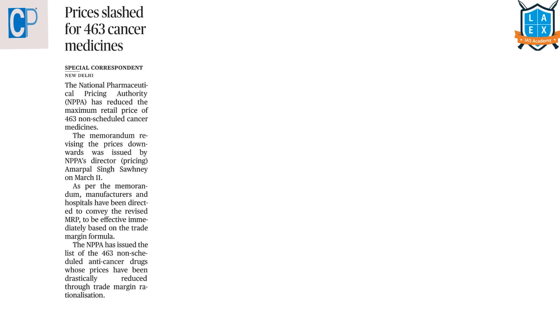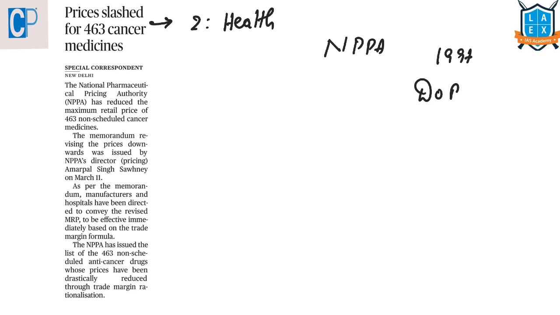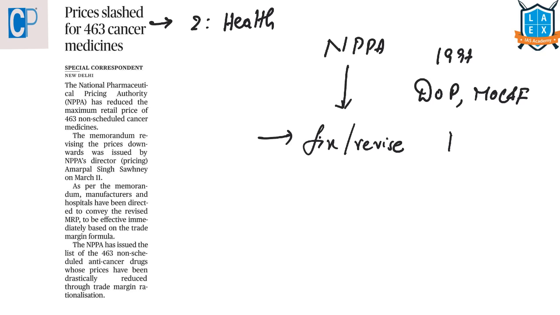The next article is prices slashed for 463 cancer medicines. This article comes under GS paper 2 under the topic of issues related to health. So from this article, now we are going to see about an authority known as the National Pharmaceutical Pricing Authority, which is an independent body that was set up in 1997 under the Department of Pharmaceuticals and the Ministry of Chemicals and Fertilizers. What is this organization for? It is to fix and revise the controlled bulk drug prices. It will fix the prices and revise those prices, and also the formulations along with the prices, how the drugs are being formulated, even that will be fixed by this authority.